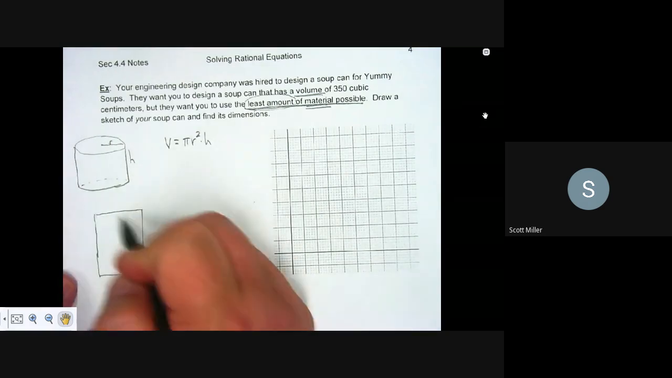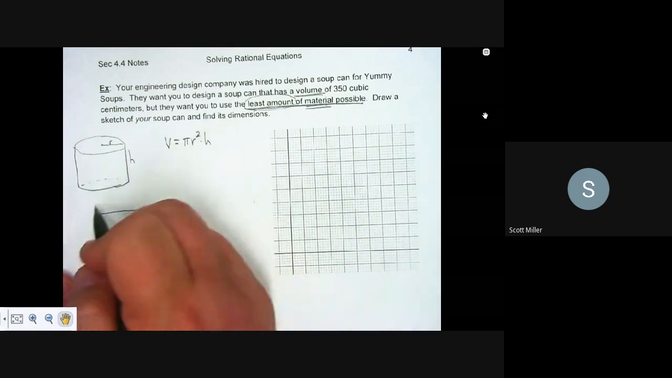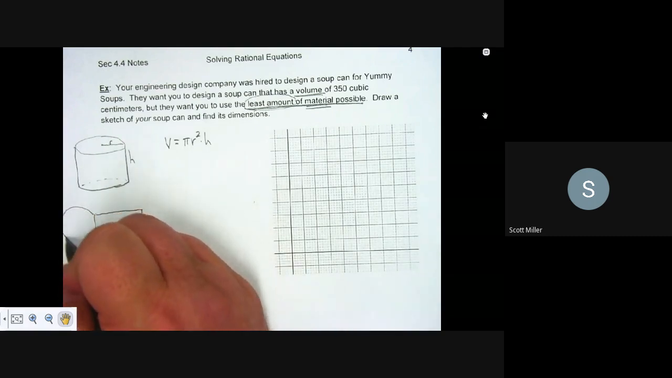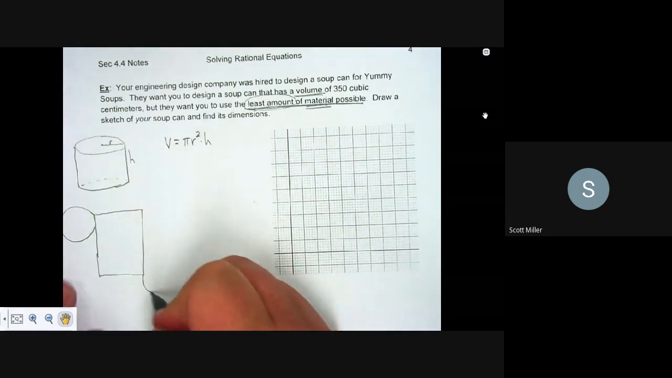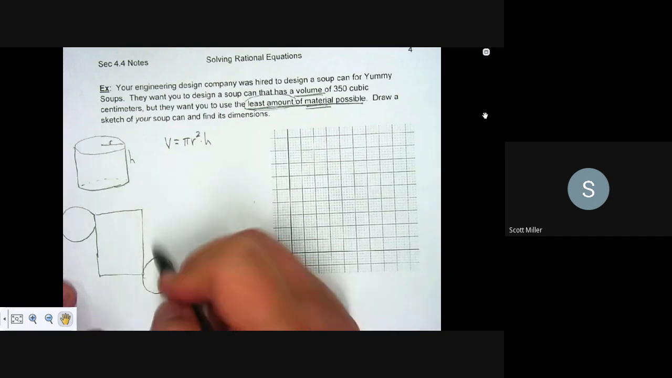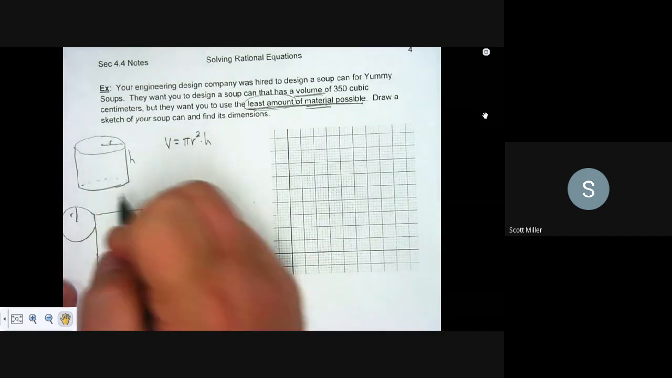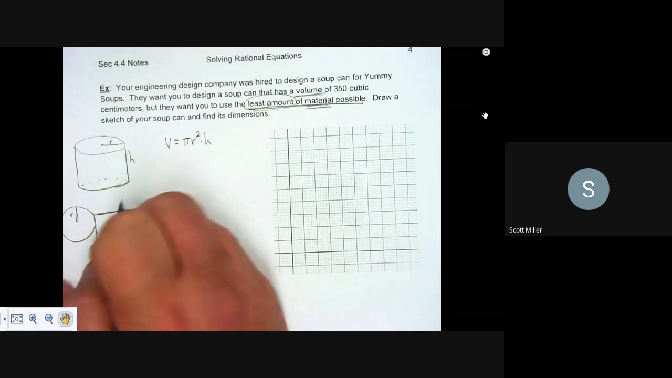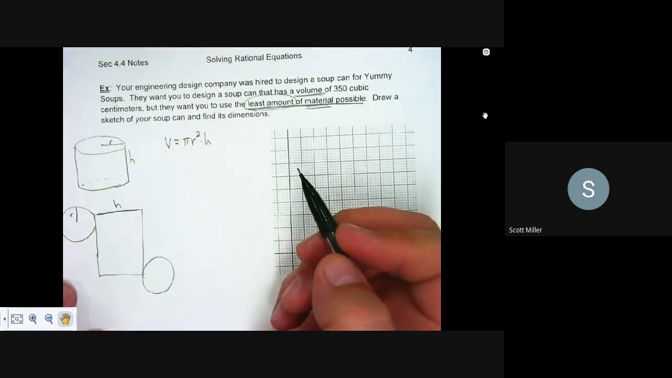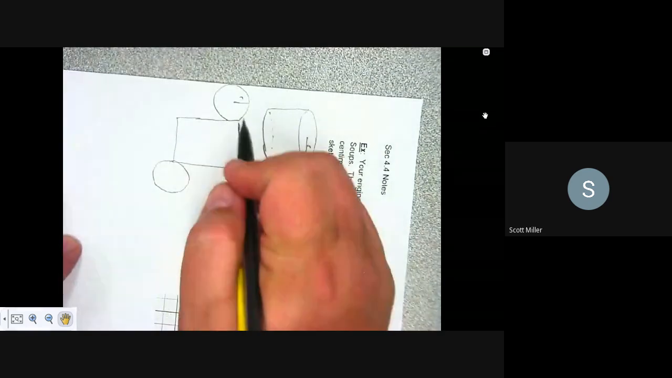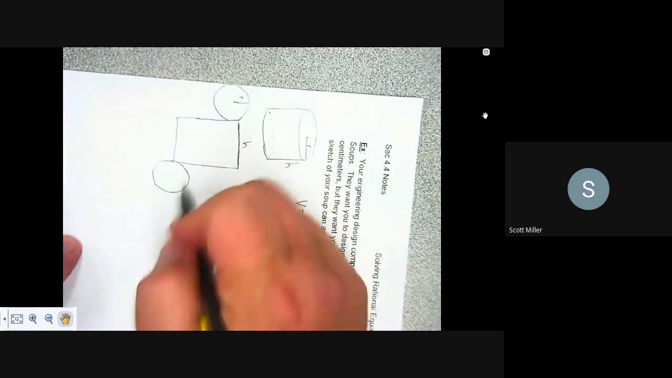And so here is the whole body side laid flat. Here is one of the bottoms or the top. Here is the other one. So this is the bottom and the top. It has a radius, and this part right here, that's h. So cut the can, cut the tops, and there it is.